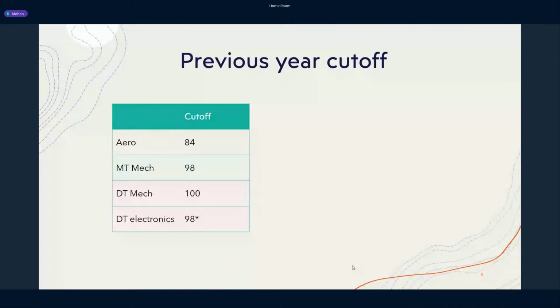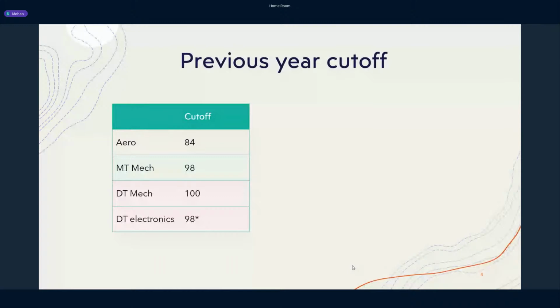And MT Mech is 98 and DT Mech is 100, because people prefer going to DT as they want to go for the design side rather than the management side. And DT Electronics was 98. I star marked it because I don't know the exact number. People also don't know the exact number, so I just kept it as a star.